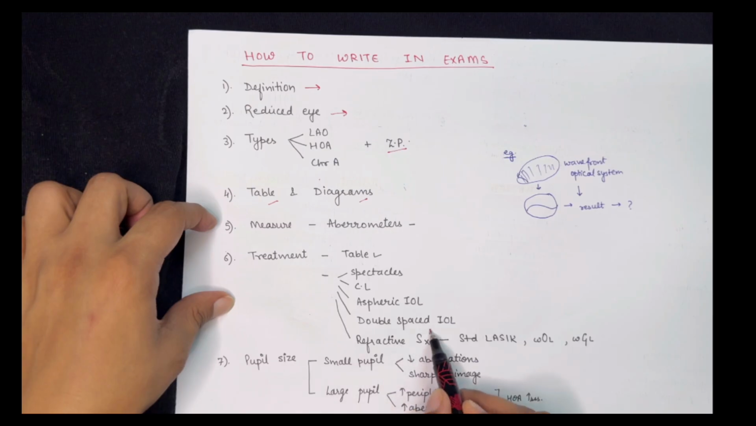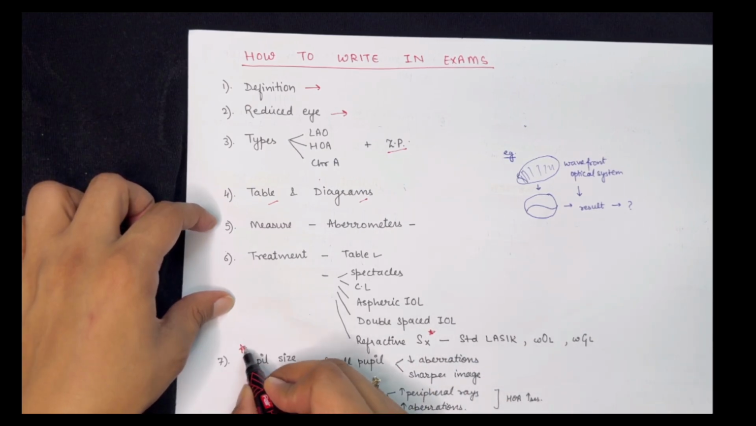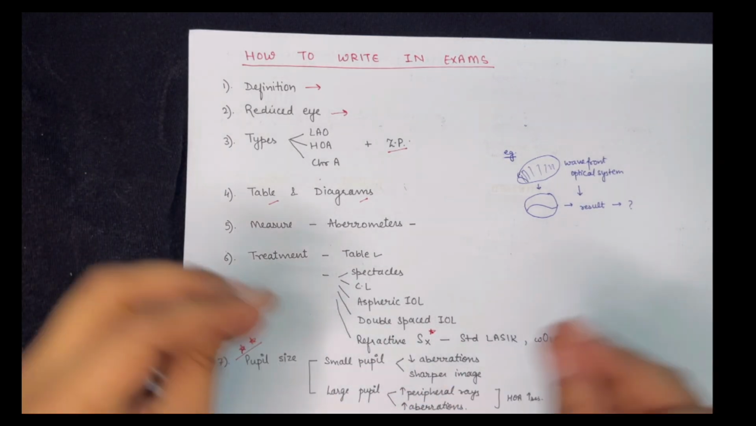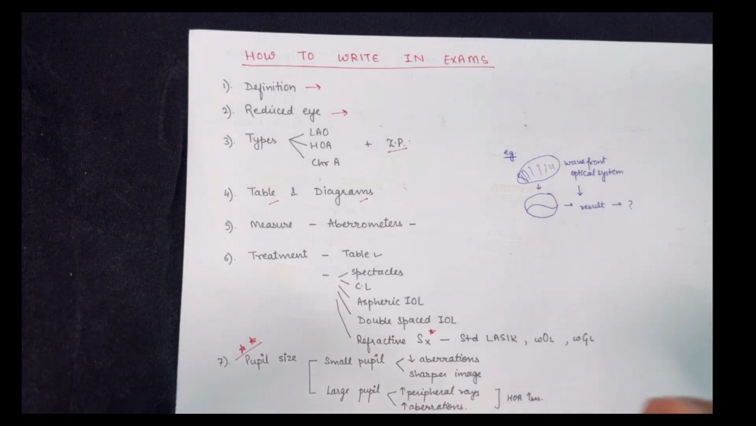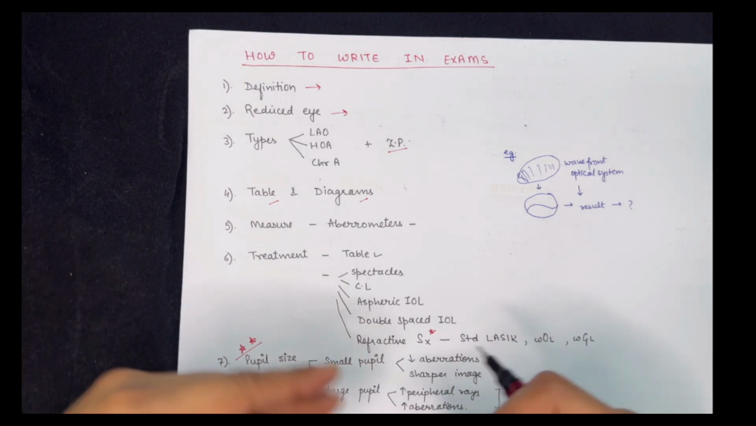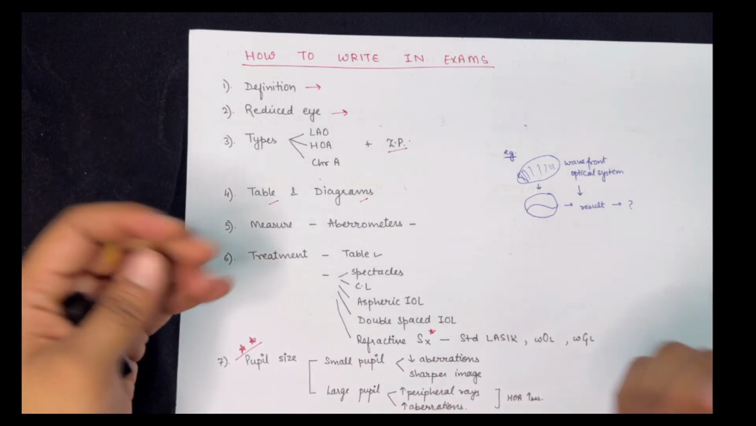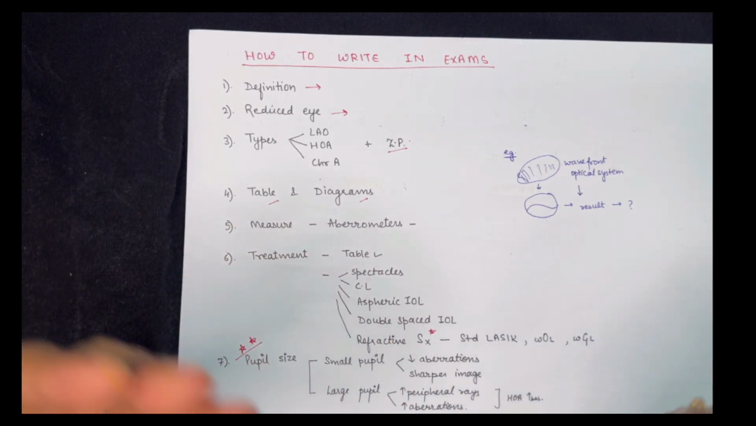Also never forget to mention about refractive surgeries. Now if you mention, you can get extra point, because it shows that your concepts are very clear regarding the aberrations or spherical aberrations. So you can mention about pupil size. I hope the concept is clear. I hope you can write in exams.